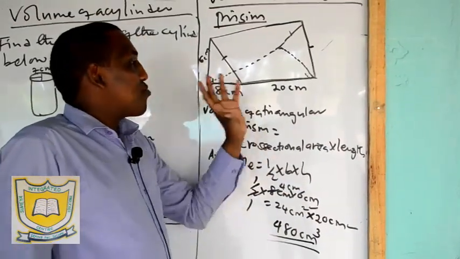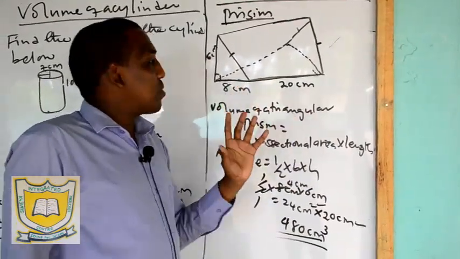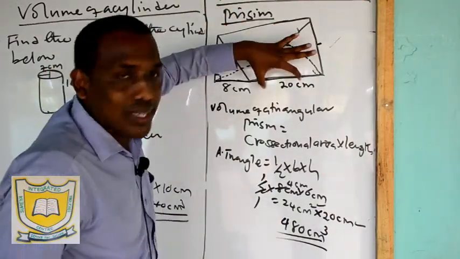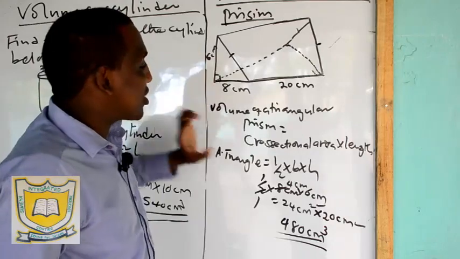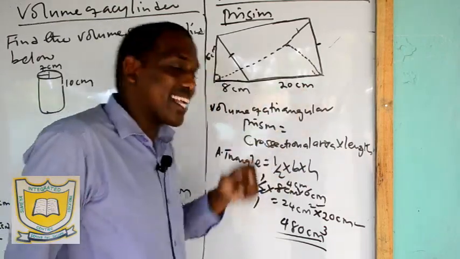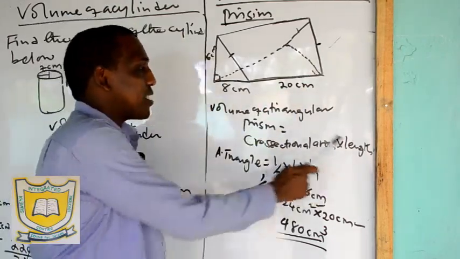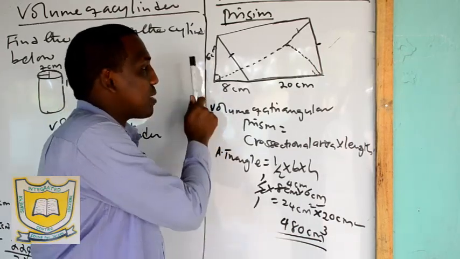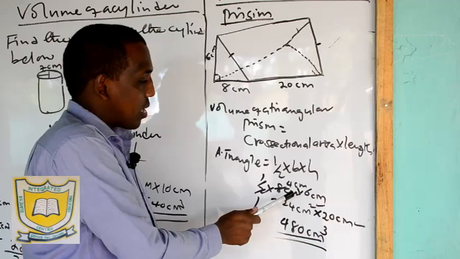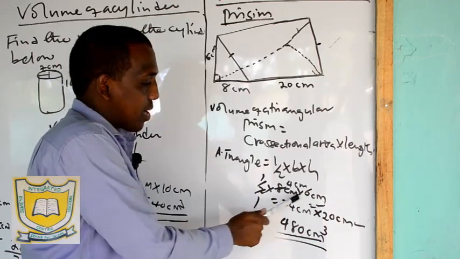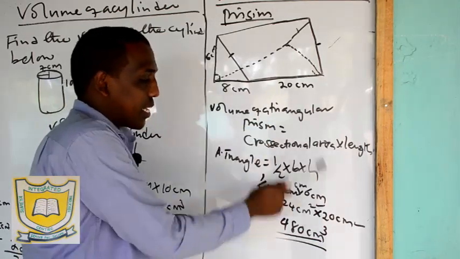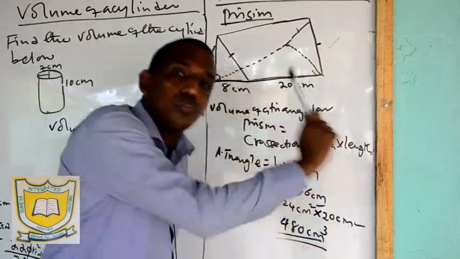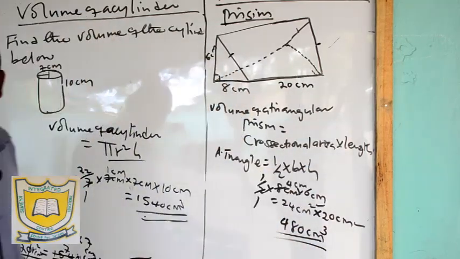We said to find the volume of the triangular prism, you will get the area of the right angle triangle, then you multiply it by the length. So cross-sectional area times length. Cross-sectional area, you find the area of this triangle, a half times base times height, so you will get 24 centimeter squared. Times the length, 24 times 20, you get 480 centimeter cubed volume. It's cubed. That's how we find it.